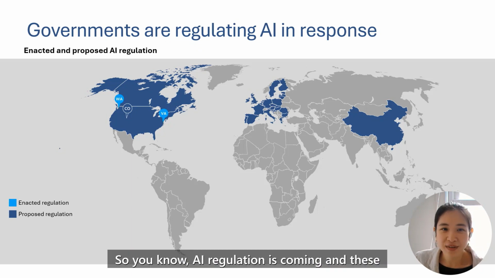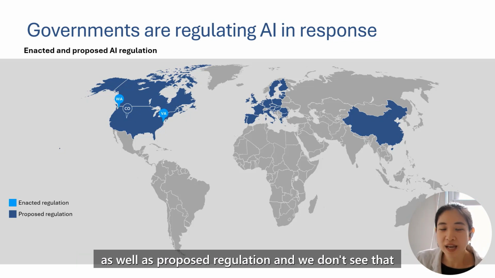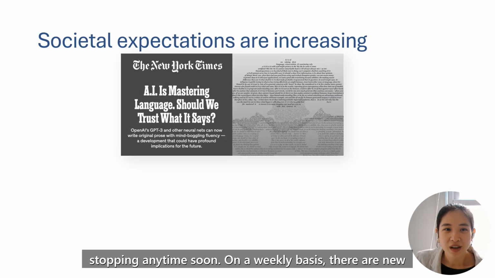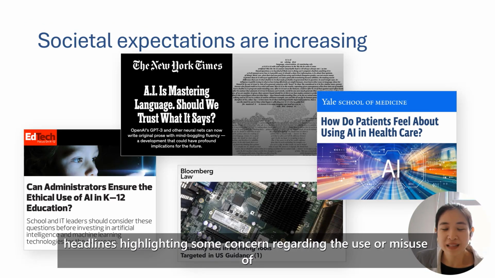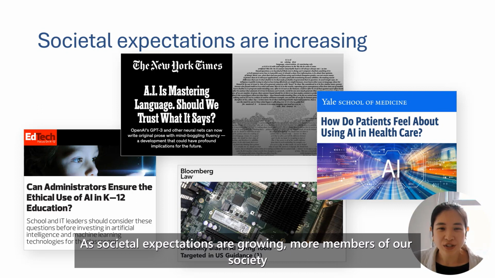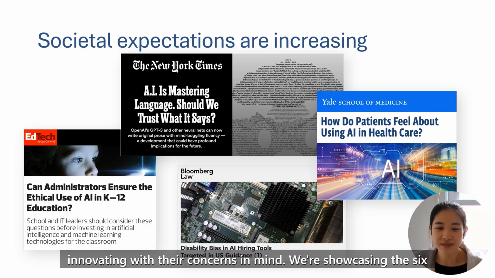So, AI regulation is coming, and these are some of the places where you have enacted regulation as well as proposed regulation, and we don't see that stopping anytime soon. On a weekly basis, there are new headlines highlighting some concern regarding the use or misuse of AI. As societal expectations are growing, more members of our society are considering whether AI is trustworthy and what companies are innovating with their concerns in mind.